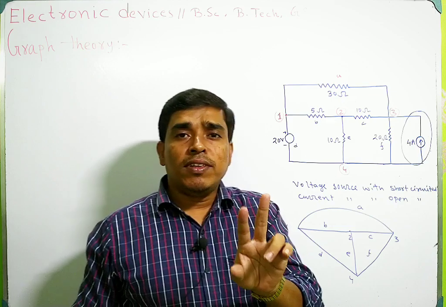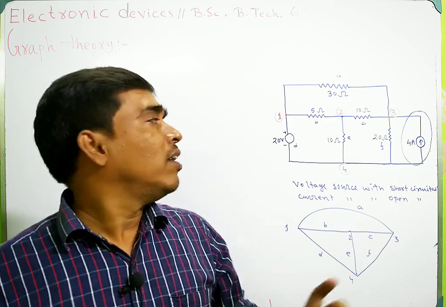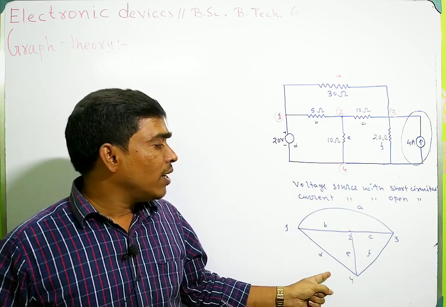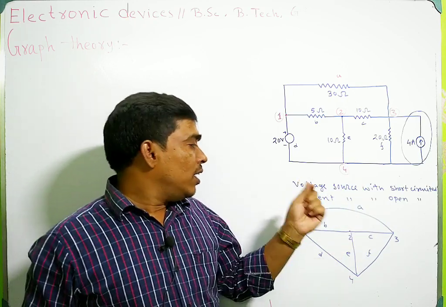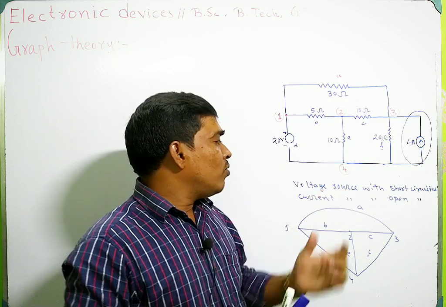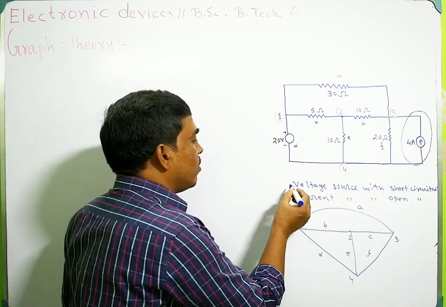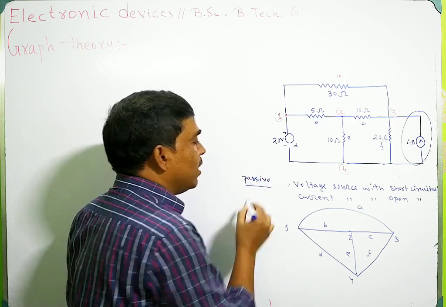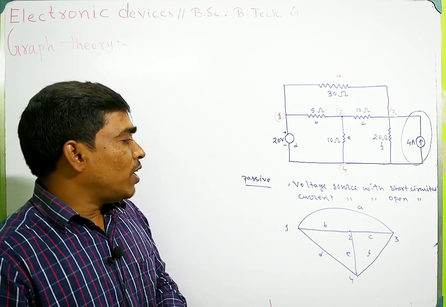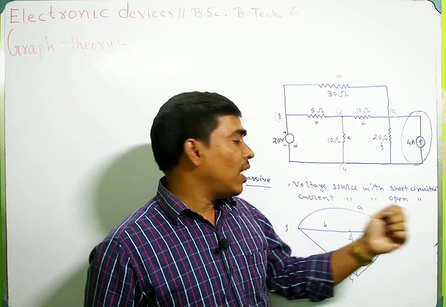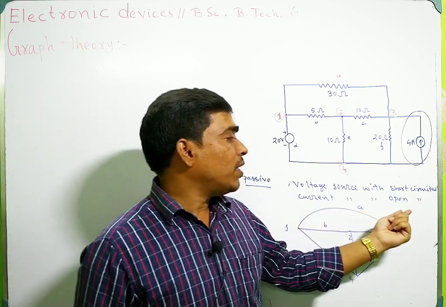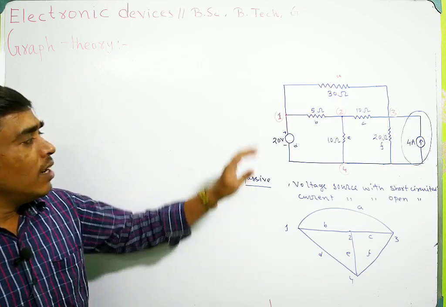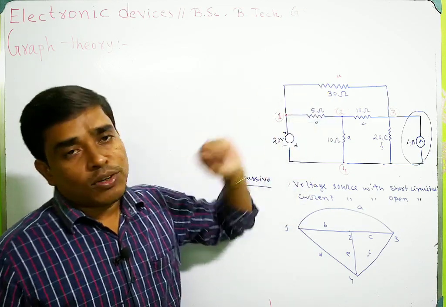So the basic thing to convert a network into its equivalent graph is that the voltage source and passive element must be short circuited and current source must be open circuited. So this is the equivalent graph of this network.